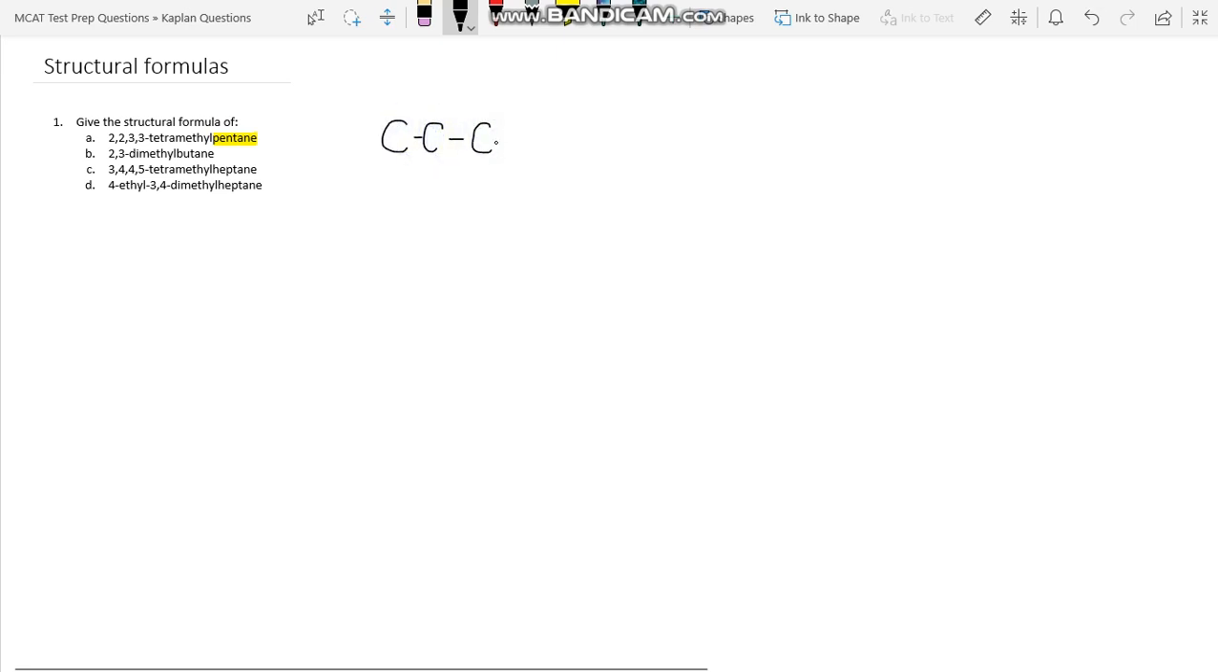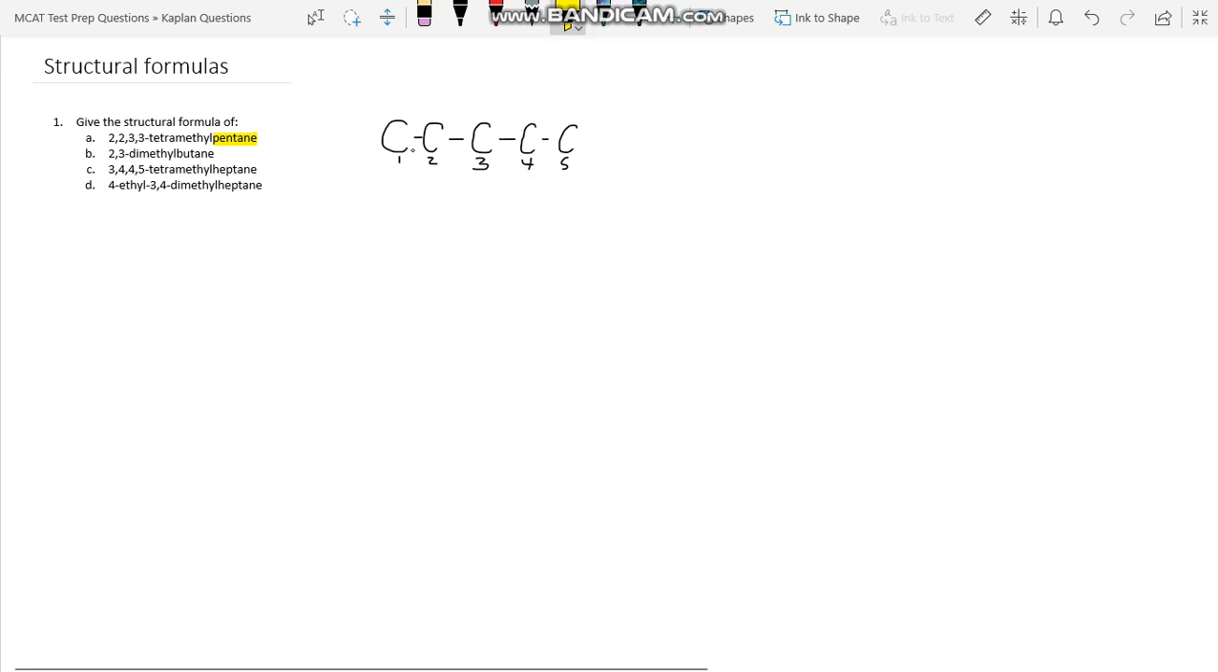1, 2, 3, 4, 5. And I apologize right now if any of these turn out looking like garbage. It is really hard to draw with this thing. I really hate it, but it's good for organic chemistry. So that's my carbon backbone.